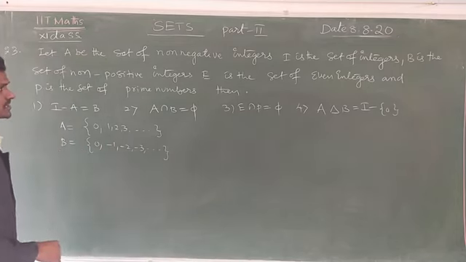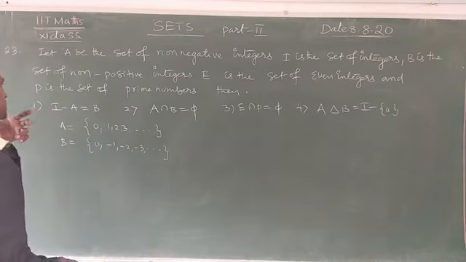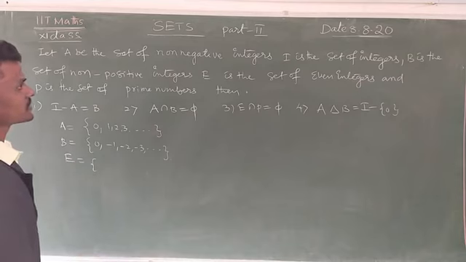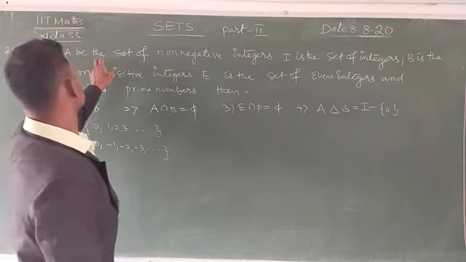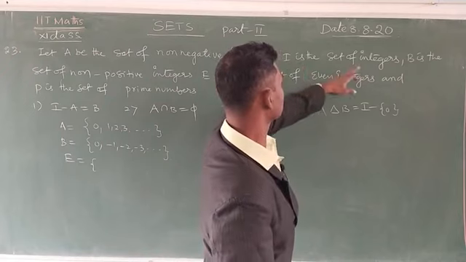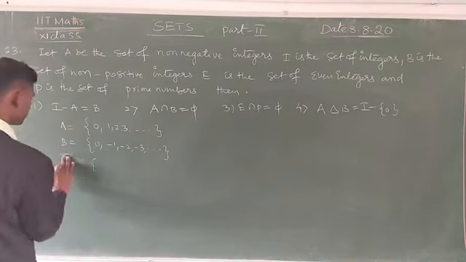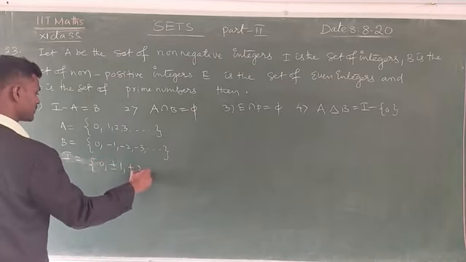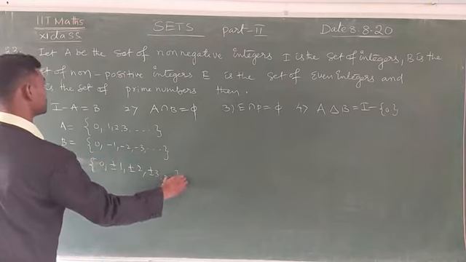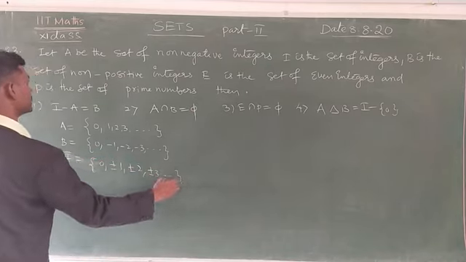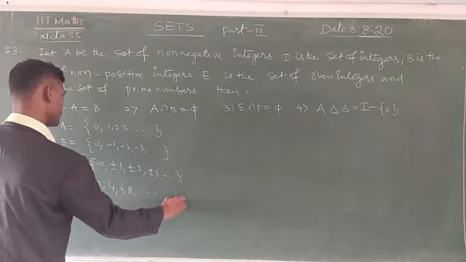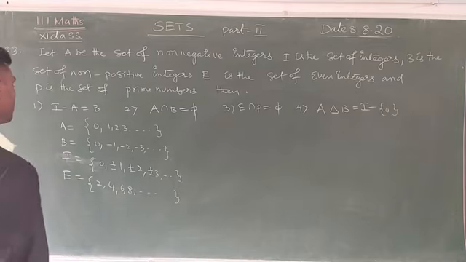Next, E is the set of non-negative integers. Sorry. I is the set of integers. I is the set of integers means 0, plus or minus 1, plus or minus 2, plus or minus 3, up to so on. And E is the set of even integers. E is equal to the set of even integers means here 2, 4, 6, 8, 10, up to so on. Even integers, and 0 also.